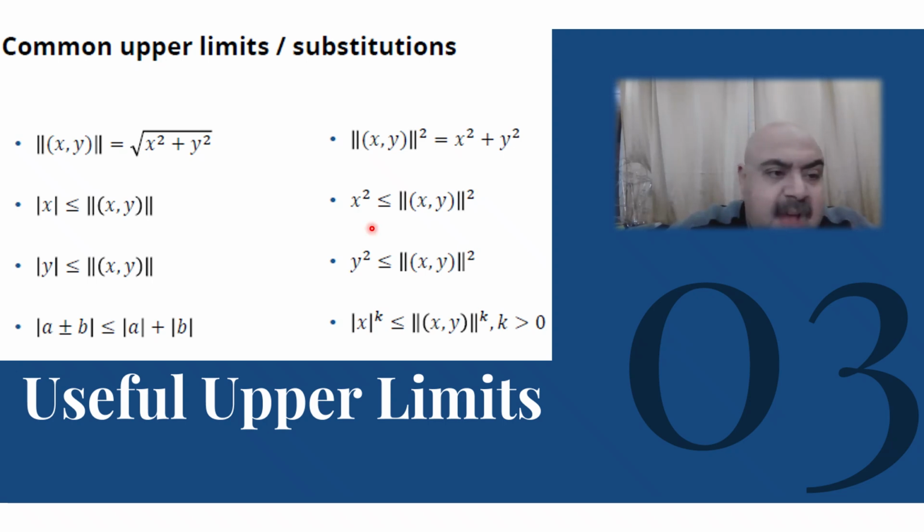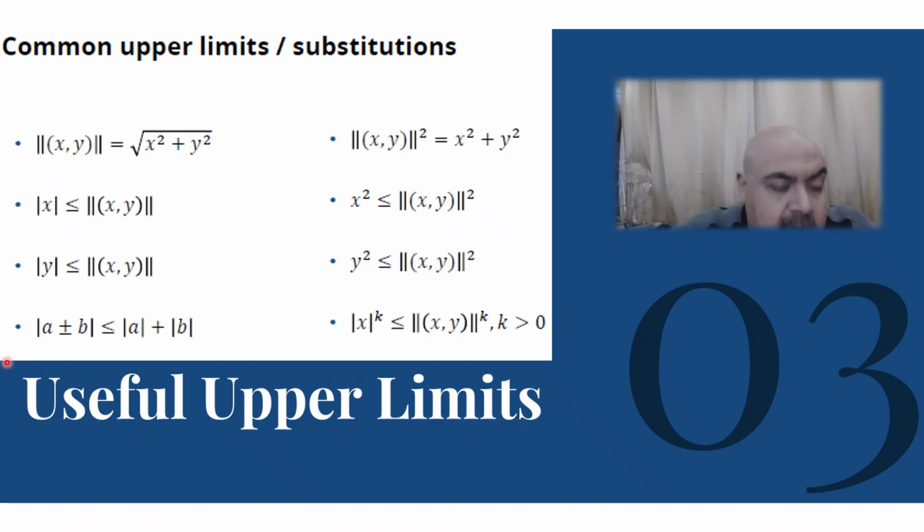Also, I want you to remember that the absolute value of x is less than or equal to the norm of xy. That means the absolute value of x is less than or equal to the square root of x squared plus y squared. Also, x squared by itself is less than or equal to the square of the norm, which is x squared plus y squared. Also, the absolute value of y is less than or equal to the norm of xy, and y squared is less than or equal to x squared plus y squared, which you are adding. Y squared for sure will be less than or equal to x squared plus y squared. The worst case scenario will happen when x is equal to 0, so they will be equal to each other, as you can see.